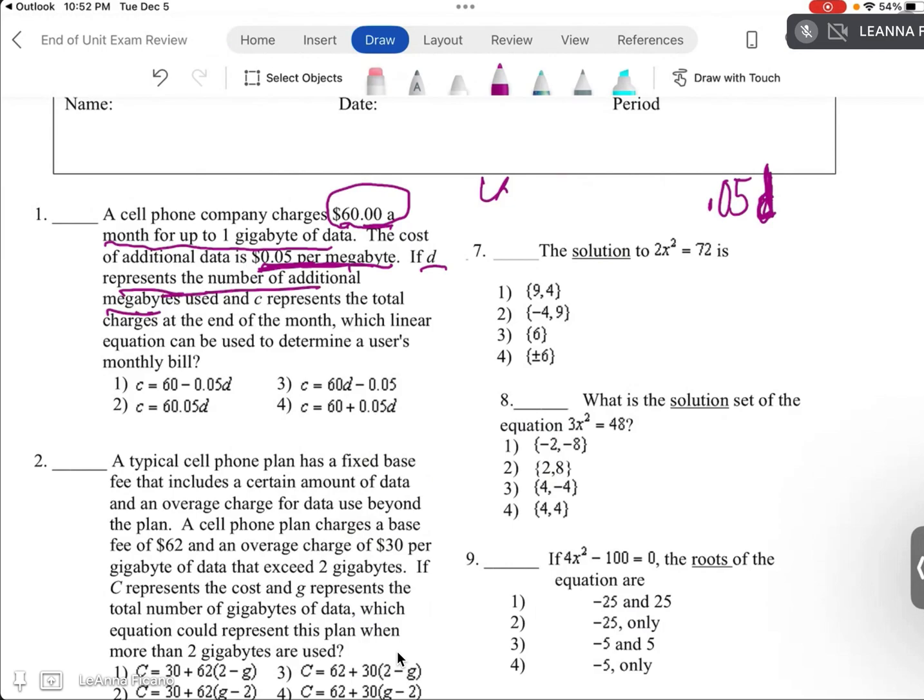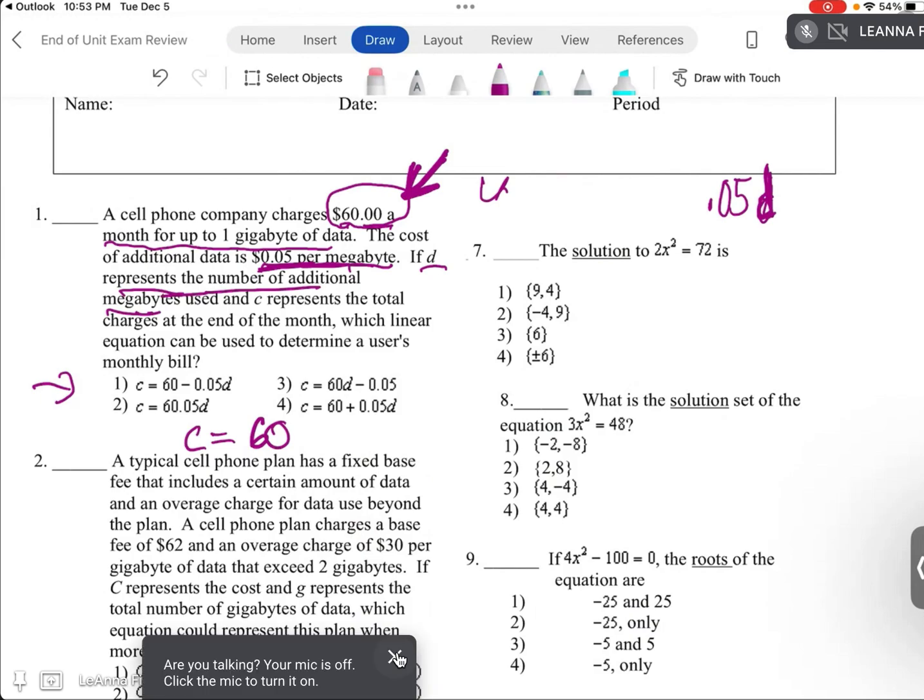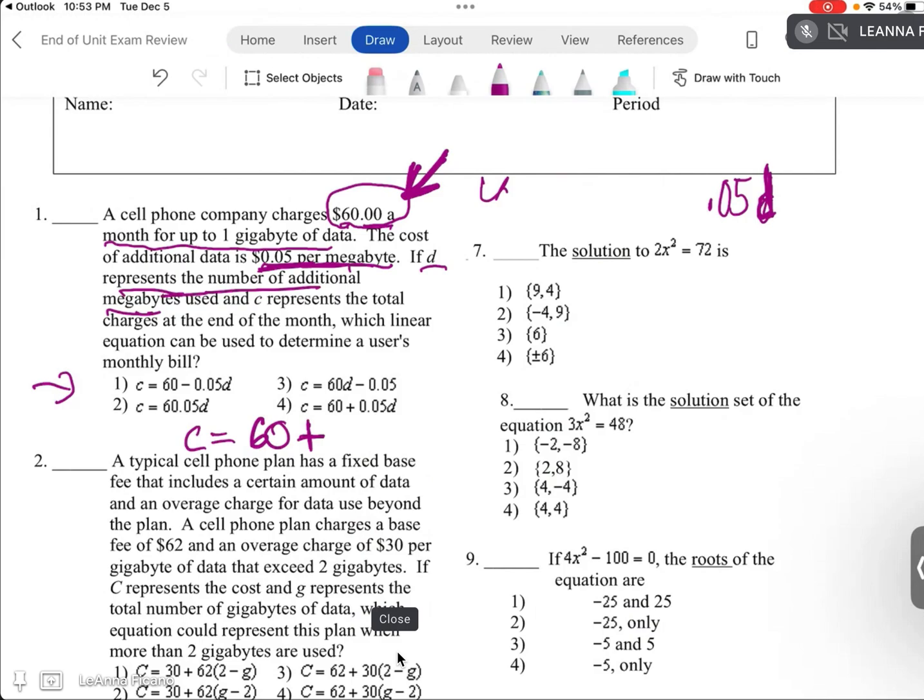And C is the total. I love how each of these examples has C because it's the total. So it's going to be whatever C equals. So we have C equals, okay? And we know that $60 is your fee for the month for 1 gigabyte. So that's going to be a constant. And of course, we're finding a total, and we have additional megabytes, so we're going to use our 5 cents times D.